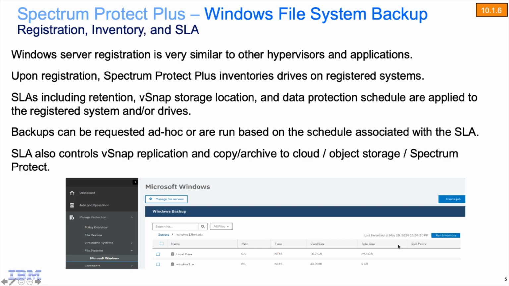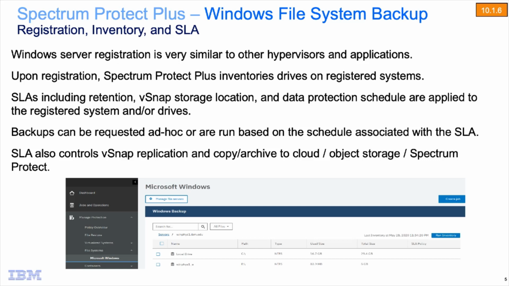systems, and you will be able to, as you see down here in the bottom of the screen, browse through the servers and the drives located on those systems. You will then be able to go in and apply a service level agreement, which looks just like any other service level agreement in Spectrum Protect Plus, to those file systems or to those Windows systems. That service level agreement contains the schedule on which to run the backups, the destination for the backups in terms of a site, and a retention period for the backup data.